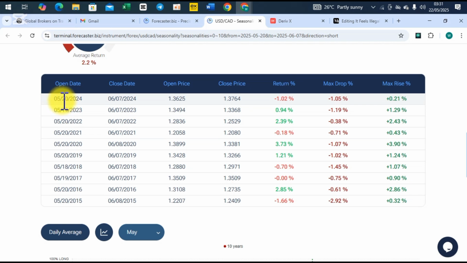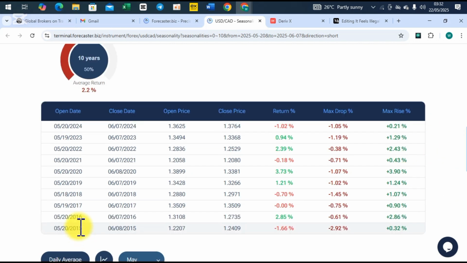And if we continue to scroll down, you can see more statistics like the open date, the close date, from 20th of May 2024 to 7th of June, the open price was this, the close price was this, the return was negative, and like this. So you get more details about each month, 2015 up to the current period, which is 2025. Those are the 10 years.